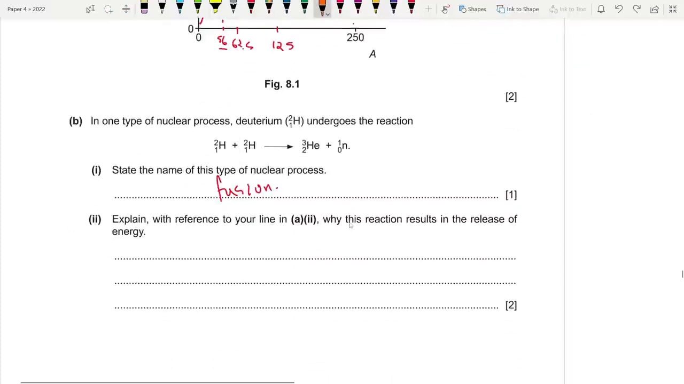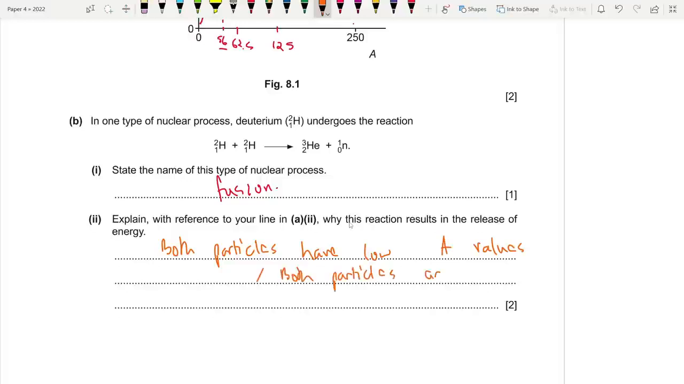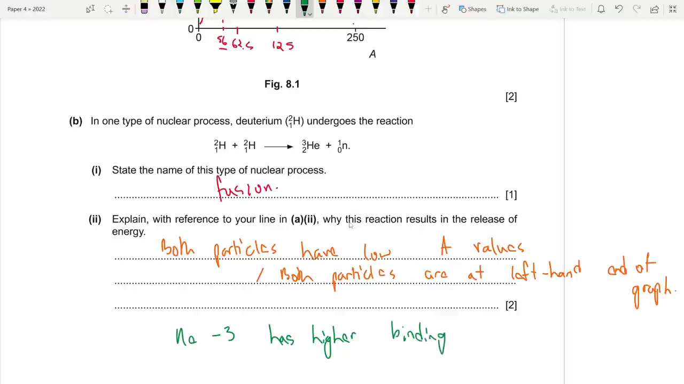So let's write it down. Essentially we can say that both particles have low A values of 2, or we could say that both particles are at the left hand end of the graph, okay? So why is this important? Helium 3, right, has a higher binding energy per nucleon than H2.